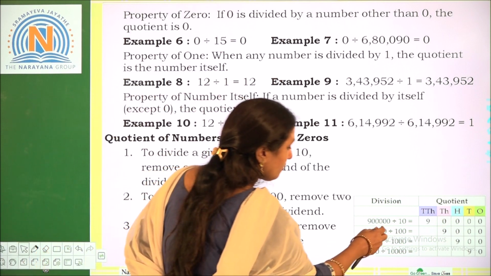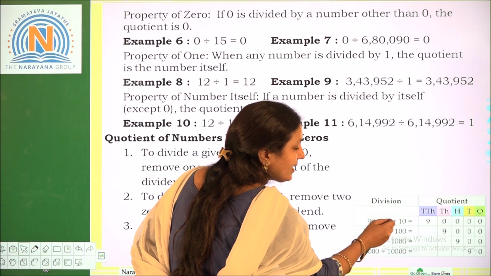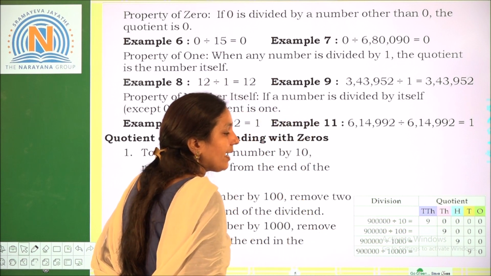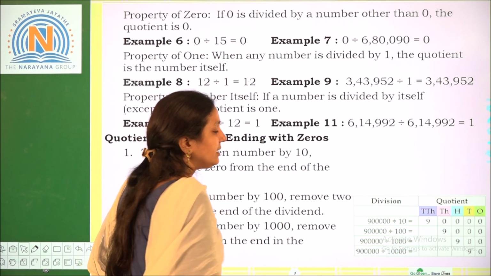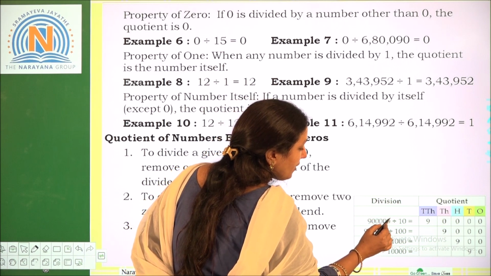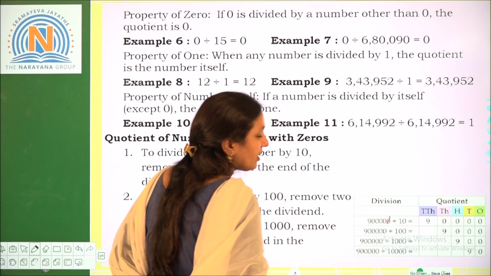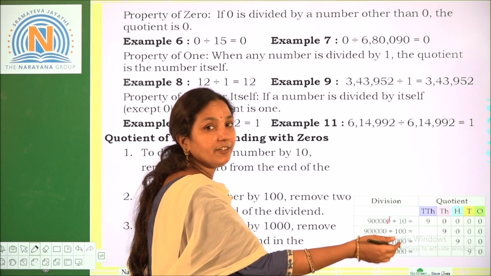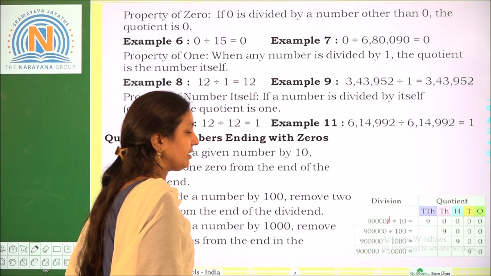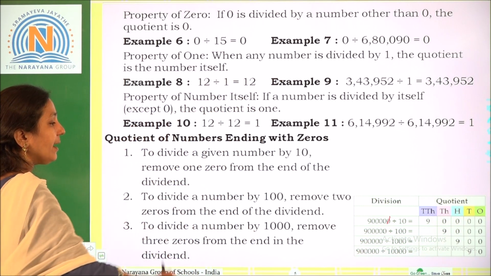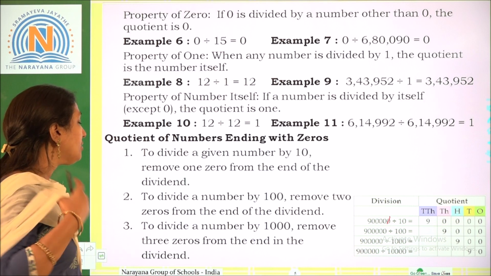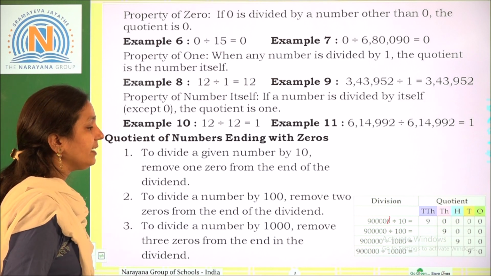So here, 9 lakh is divided by 10. You are removing 1 zero. What quotient did you get? 90,000.